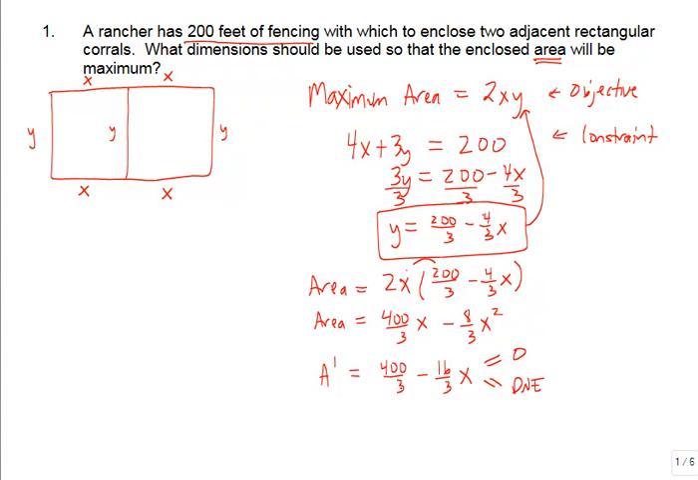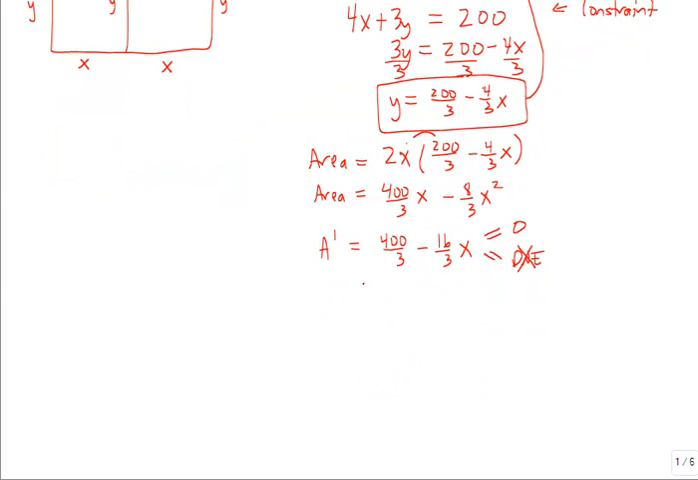Now the critical points are going to be wherever this derivative is 0 or undefined. And since this is a linear function, since we just have an x to the first power, it's never going to be undefined, but it will equal 0 somewhere. So that's what we need to solve next. So if I take 400 thirds minus 16 thirds x and set it to 0, I can add the 16 thirds over to the other side, and then to solve this I'm just going to multiply by the reciprocal, 3/16, on both sides. So the 3's will cancel, and 400 divided by 16 is 25. So now we know what x is.